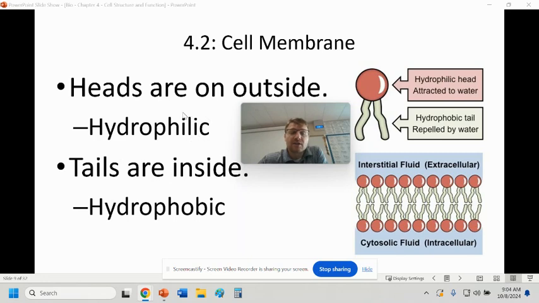So the water is going to be attracted to the heads of the phospholipids, while the water is going to be pushed away by the tails. And this is, again, due to their polarity. Tails are going to be nonpolar in this regard, and heads are going to be polar.